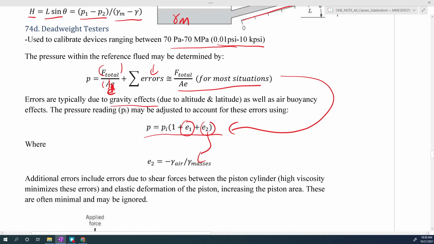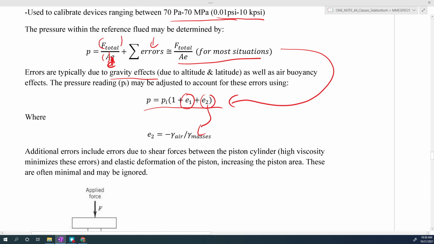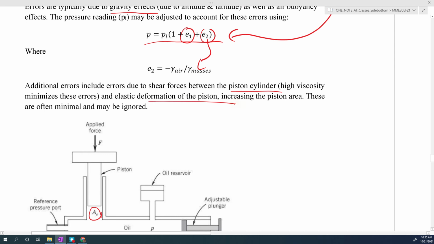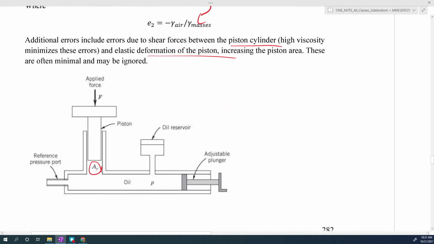There can be additional errors as well due to shear forces between the piston and cylinder, and elastic deformation of the piston. But basically you have pressure going in that causes the applied force here to move up and down, and once it's adjusted, you can then determine what the equivalent pressure would be. Basically, if the piston does not move anymore, we know that it's balanced and the applied force matches the reference pressure.